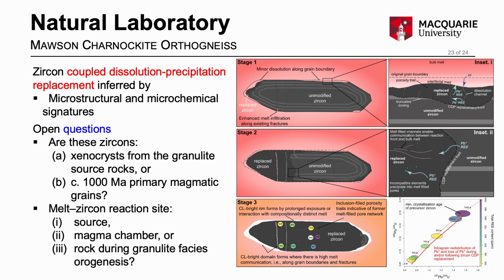Some open questions remain for the Mawson-Charnockite orthogneiss that John is still investigating. Are these zircons xenocrystic from the granulite source rocks that were carried up by the magma, or are these zircons primary magmatic grains that were subsequently modified? Answering these questions allows us to understand whether the melt-zircon reaction took place in the granulite facies source region, during the partial melting, or in the magma chamber, or even during later granulite facies orogenesis.